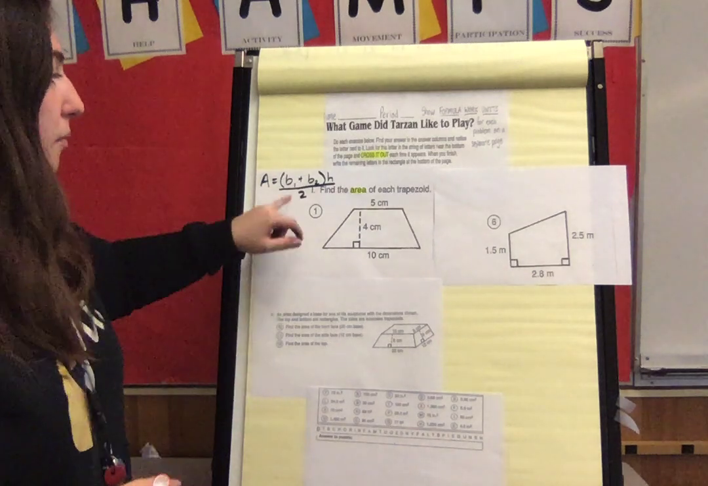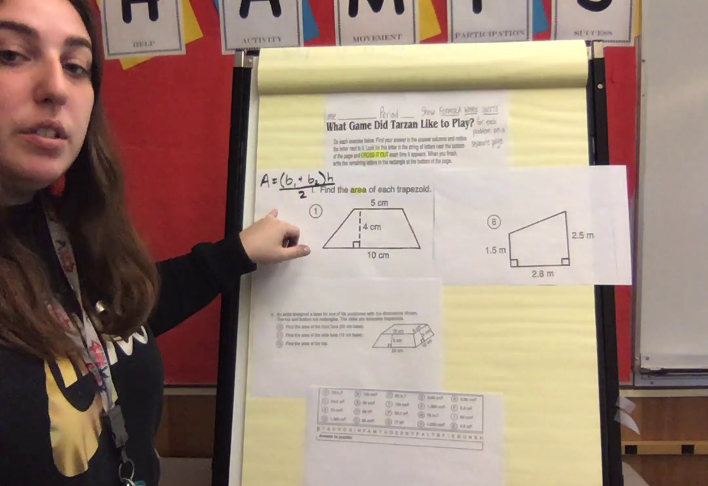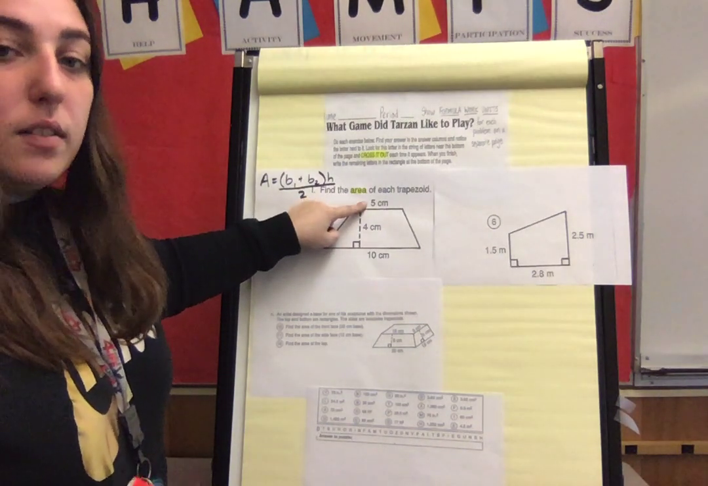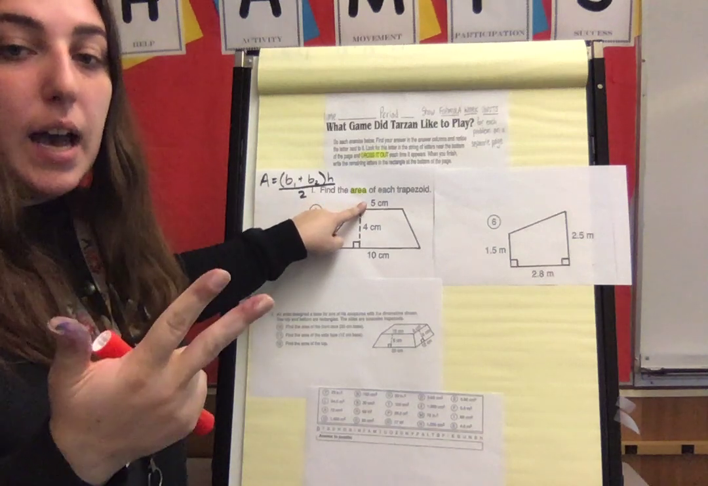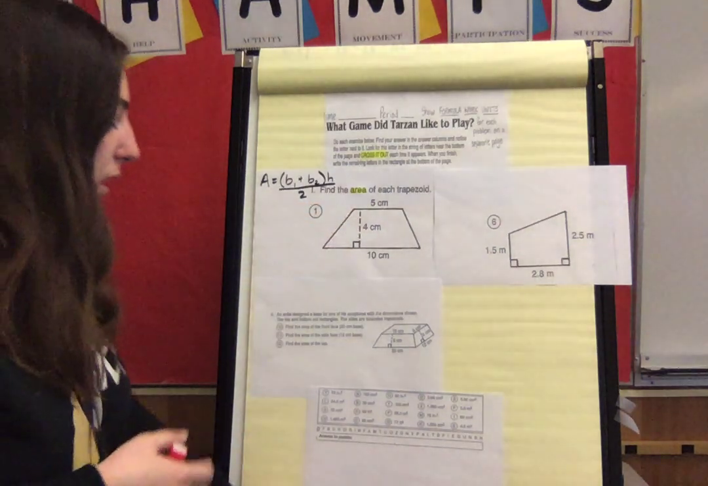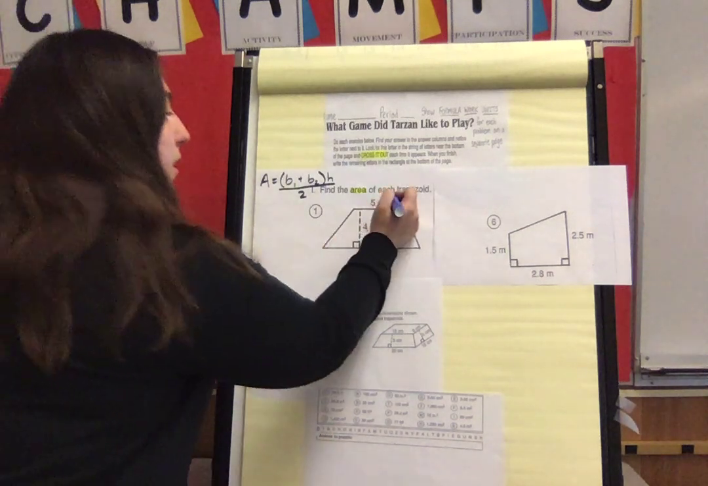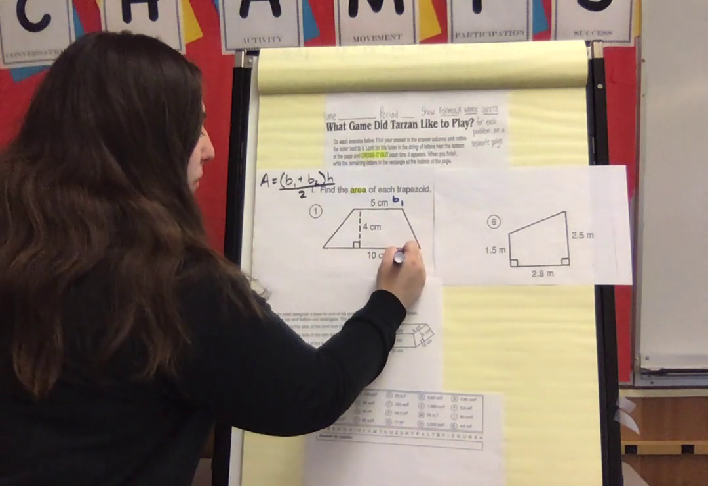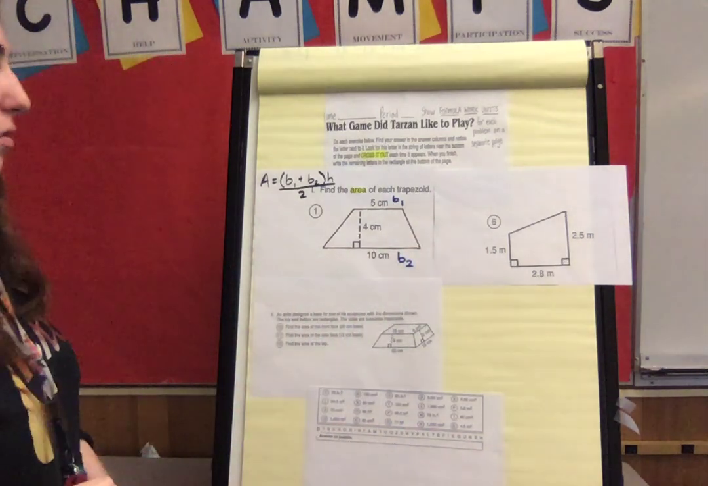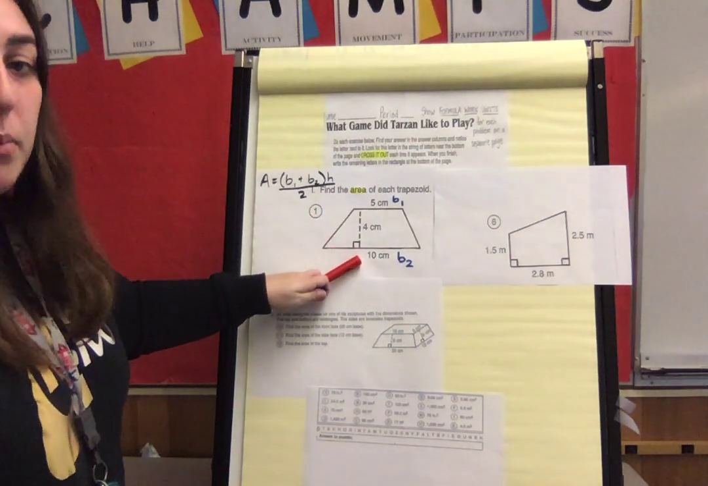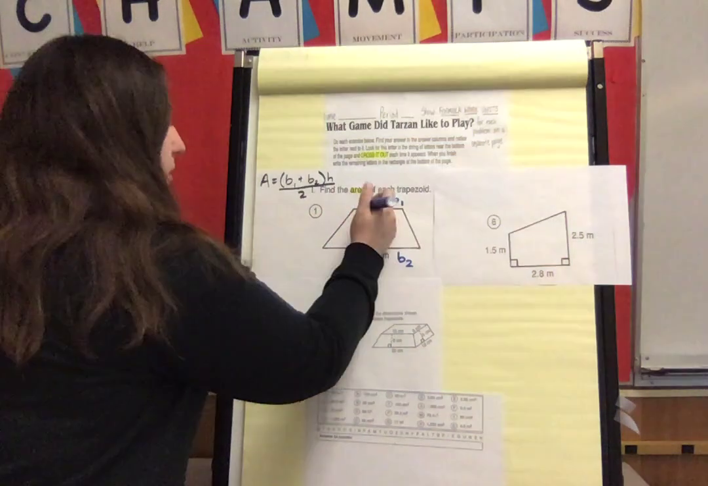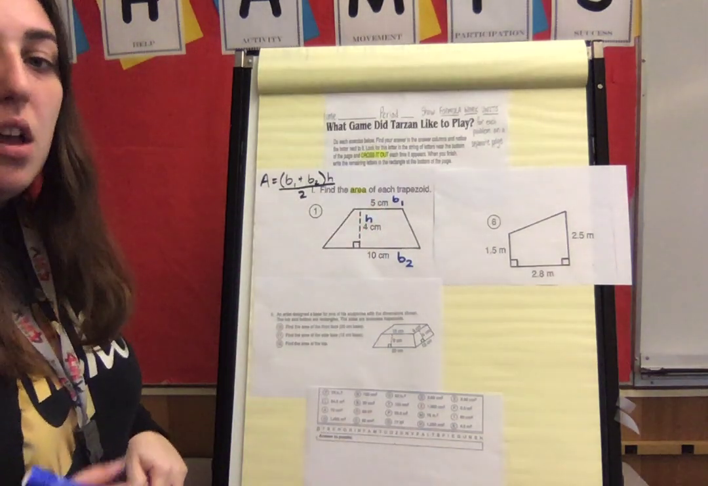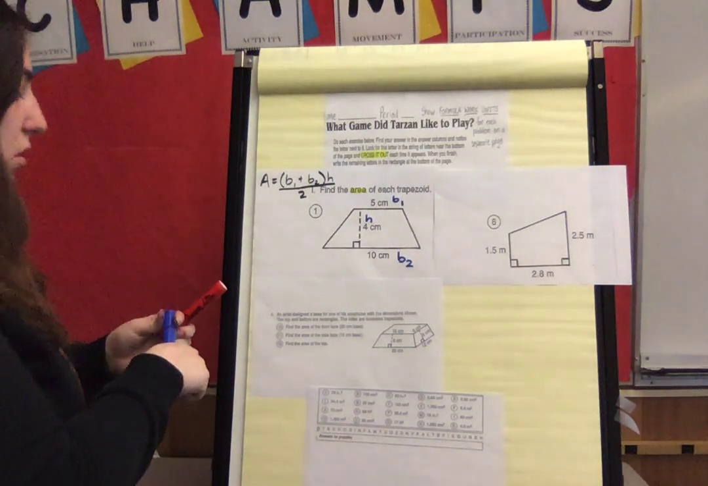So before I even begin filling in numbers here, every single time I attempt a problem, I'm going to label it, okay? Because I need base 1, base 2, and I need the height. I'm going to label all these numbers what they are. So 5 centimeters, I'm going to say this is base 1. And 10 centimeters, I'm going to say this is base 2. Okay, so I know what my base 1 is. I know what my base 2 is. Now I'm going to label the height. And 4 centimeters, this dotted line, that's the height. Okay, so I've labeled clearly what each number is.